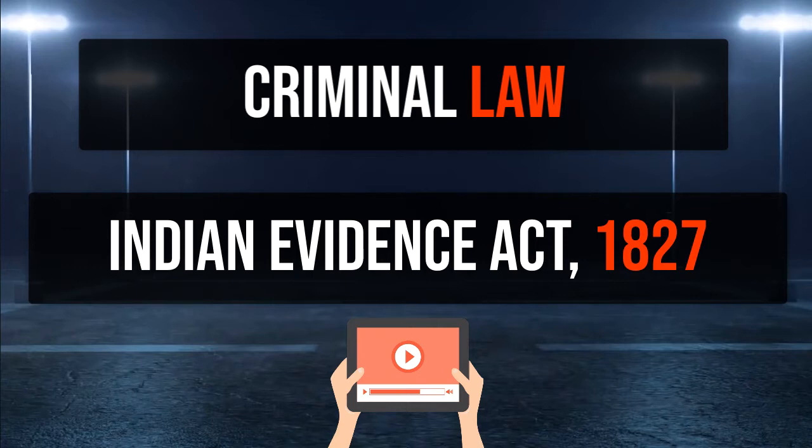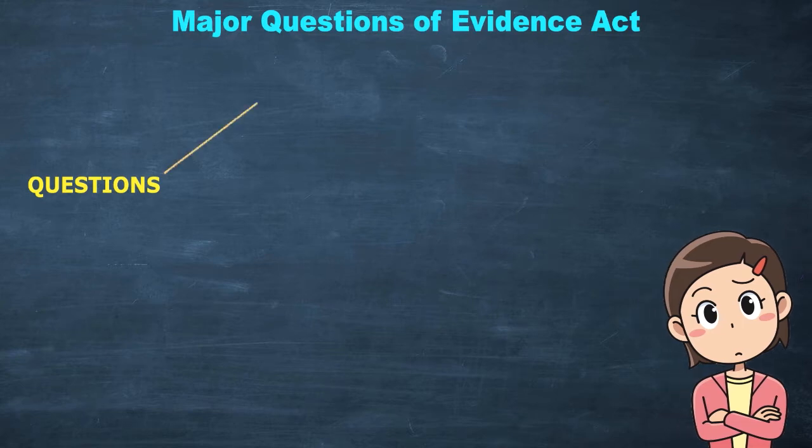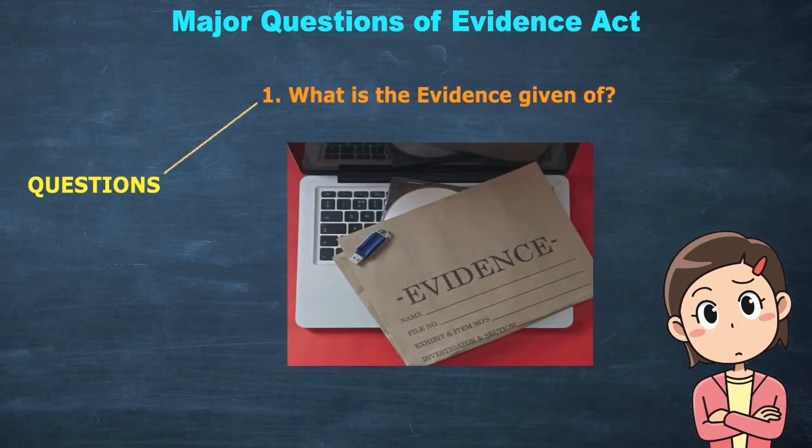This is a very interesting thing, especially when we discuss any offense. So, what are the major questions that first come to mind? Okay, let's check it out. What are those questions? Whenever you hear about any offense, what are those questions? The first question that comes to mind is, what is the evidence given of, isn't it? So that is facts, issue of facts or relevant facts regarding any offense, isn't it?